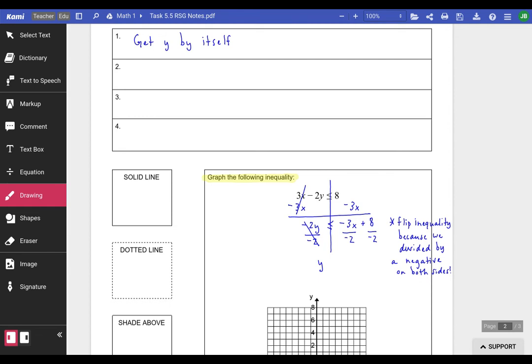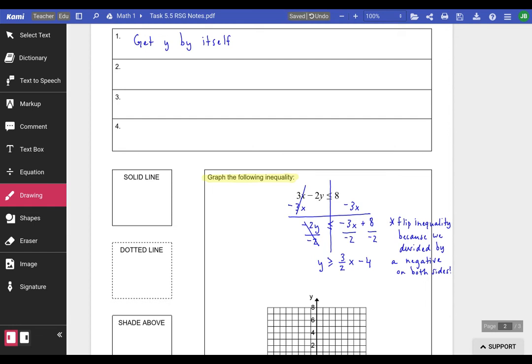So now it used to be less than or equal to, now it's greater than or equal to. I have a negative over a negative is a positive, so now I have a 3/2 x, and then 8 divided by negative 2 is minus 4. So I've gotten y by itself.